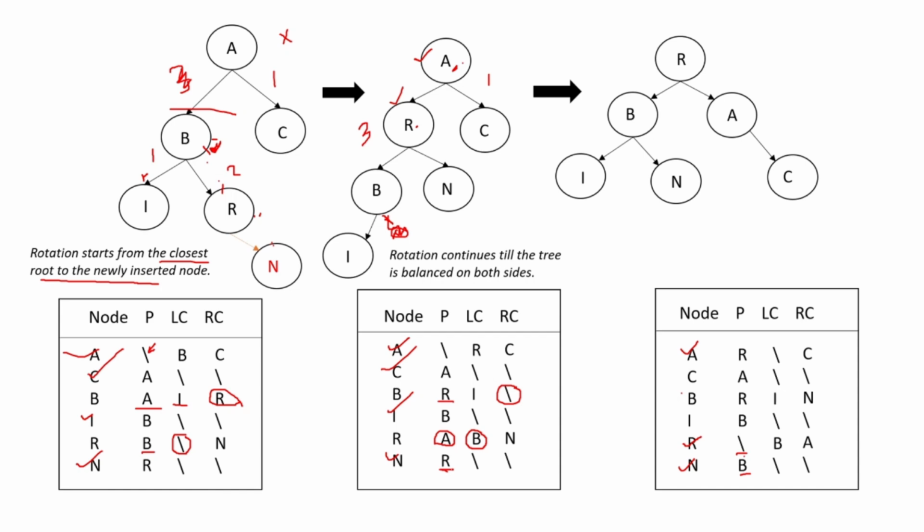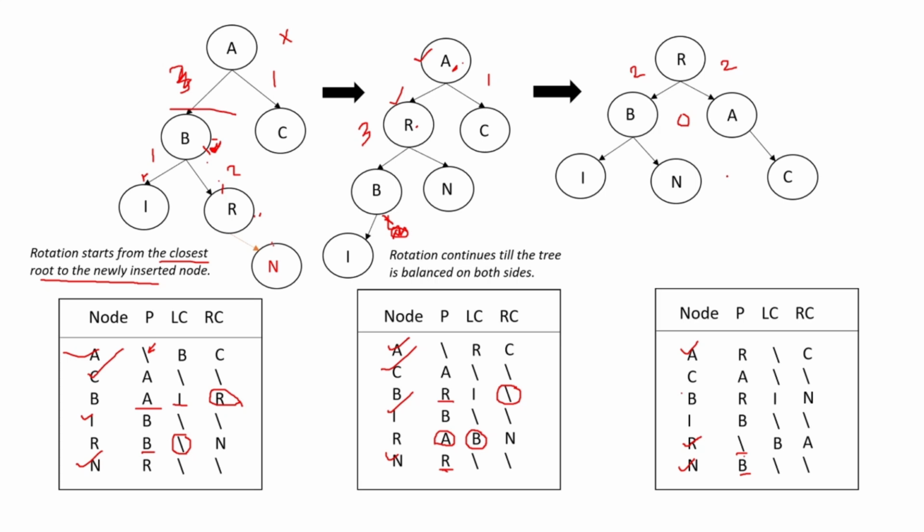So this rotation actually continues till the tree is balanced on both sides. Now see, this side has a value of 2 and this side also has a value of 2, so the difference between them is 0. So naturally, in the next insertion, wherever the node is inserted, there will be no need of any rotation or height balancing. So we try to balance this in a way that we don't have to balance a number of times.